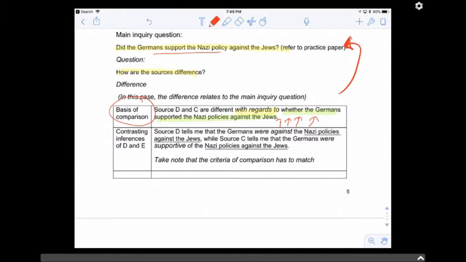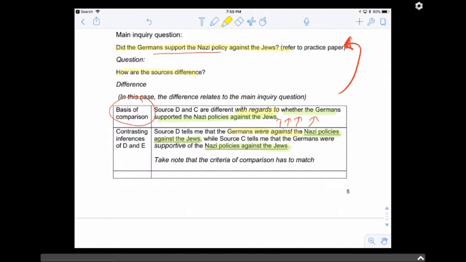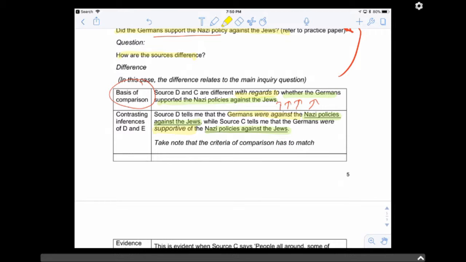So that gives you your first line. Then you do a basic inference of D and C by giving me an inference. But when you make the inference, make sure you have the matching topics that you wrote in your first line. So in this case, D tells me that the Germans were against. So my inference now is that the Germans were against the Nazi policies. And the Nazi policies is actually the topic, right? Green color means the topic. While source C tells me that the Germans were supportive. Again, the topic is clear, the Nazi policy against the Jews. But in this case, your inference is different because it's not against but it's supportive. Okay? So that's how you do your next line.